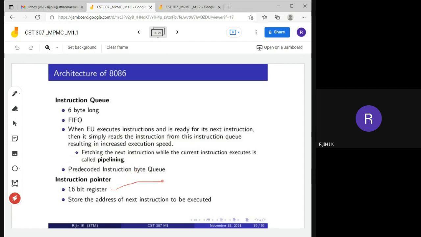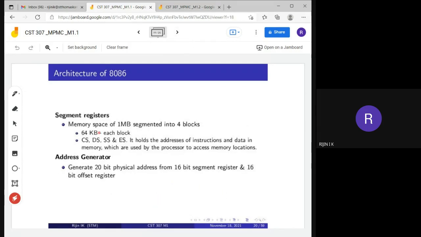It is also a 16-bit register, which is used to store the address of the next instruction to be executed. Then there are 4 segment registers: CS, DS, SS, and ES. Code segment, data segment, stack segment, and extra segment, which are used to hold the address of the instruction and data in the memory, which are used by the processor to access memory locations.